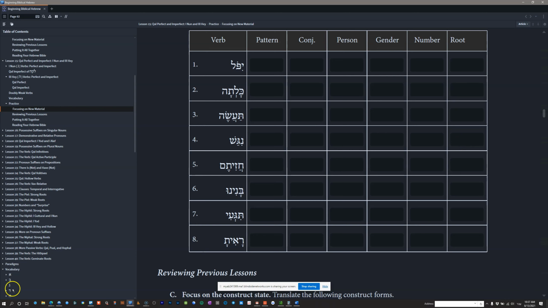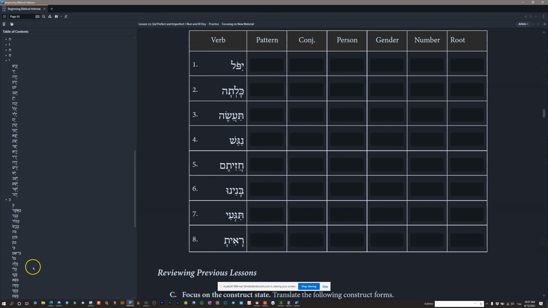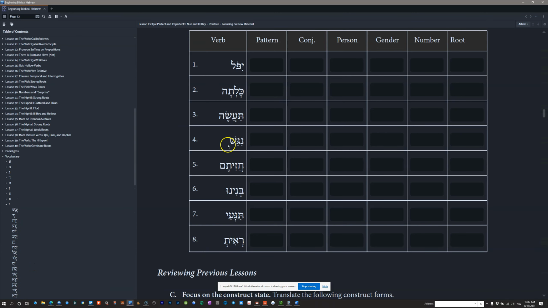That was it. Approach or step forward. I'm pretty sure that was it. There's a lot of one nuns that have very similar meanings. Nagash here to approach. So in the 1CP of the cal imperfect, that would be we will approach.